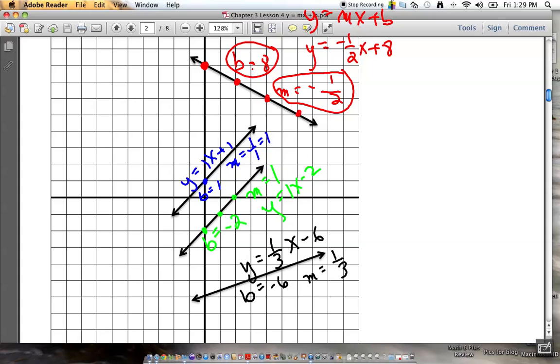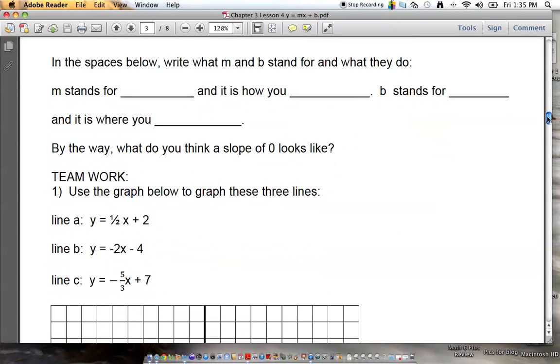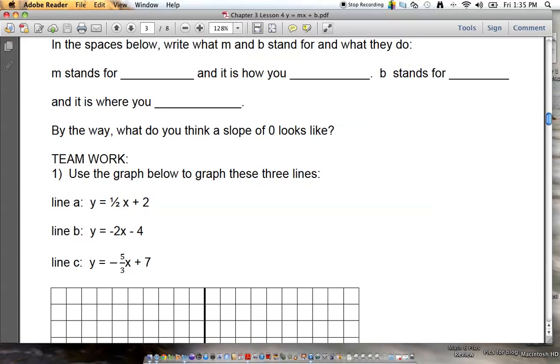Now, not only is it possible to look at the line and figure out the equation, it's also possible, if I give you the equation, to graph the line. In fact, it's a really cool way to graph a line. Let's take a moment and step back a little bit, okay? In the spaces below, write what M and B stand for and what they do.